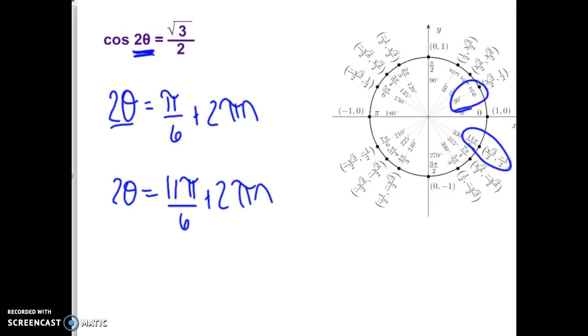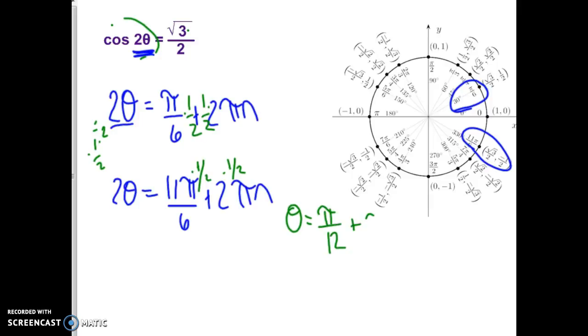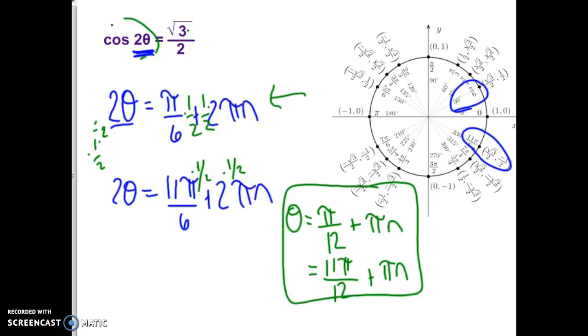I don't want a 2 theta, so I need to divide everything by 2. Dividing by 2 is the same as multiplying by 1/2. Multiply everything by 1/2. Therefore, the value of theta that will make this equation equal square root of 3 over 2 would be pi twelfths plus pi n, and that's from this one, multiplying everything by 1/2, and 11 pi over 12 plus pi n. The most common thing to forget is to multiply this piece by the 1/2 as well.